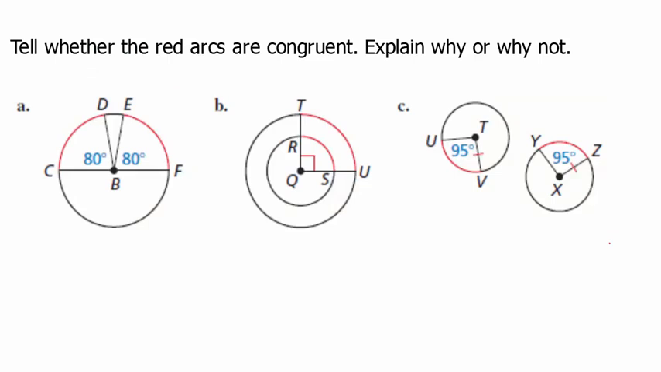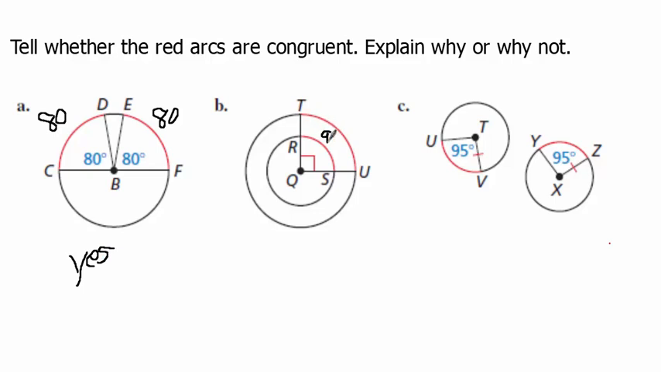So are the red arcs congruent? Well, both of these arcs are on the exact same circle. They are 80 degrees, so that means the arc is 80. And this arc is 80. And since they're on the same circle, they have to have the same radius. So yes, these guys are.